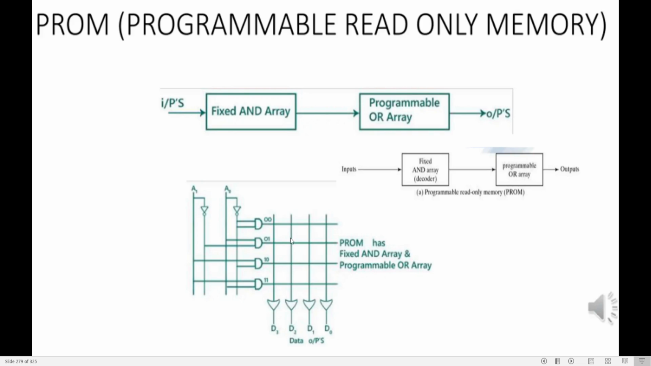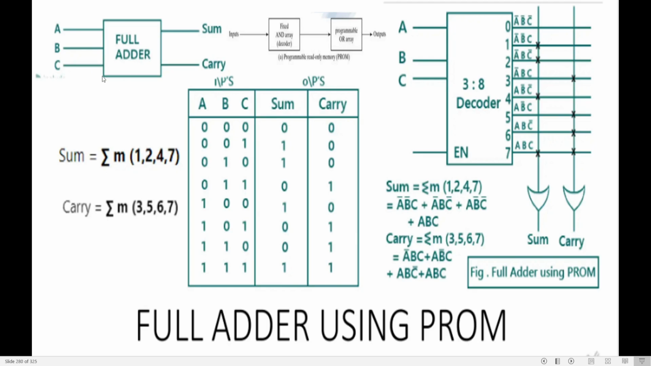So this part is programmable. This part is fixed. This fixed part is obtained with help of decoder. Clear? So let us design a circuit. Now I'm going to design a full adder circuit, just 3 inputs and 2 outputs. What are the 2 outputs? Sum and carry. What is the input? A, B and C.